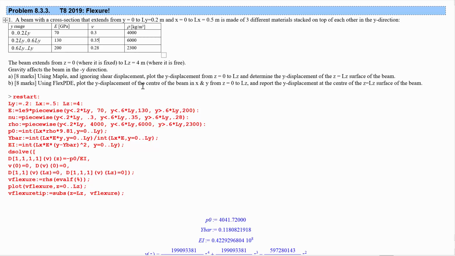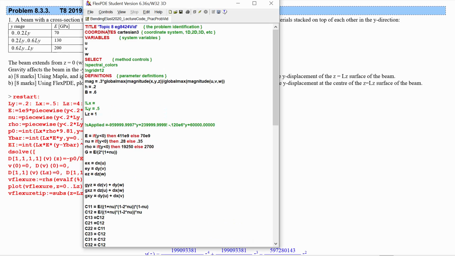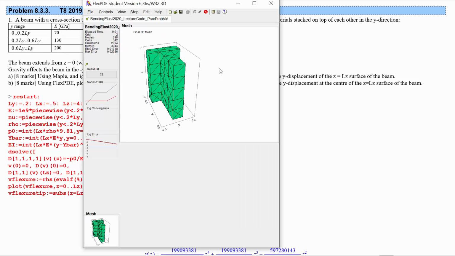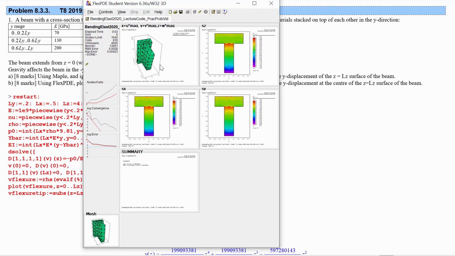Hello, this is going to be the practice problem video on topic 8 on Flexure. Today we're going to be doing test number 8 from 2019, which has a rectangular cross-section, so it's a fair bit easier than the T-beam that we did in the notes last time. So a lot more straightforward than having to draw this cross-section.